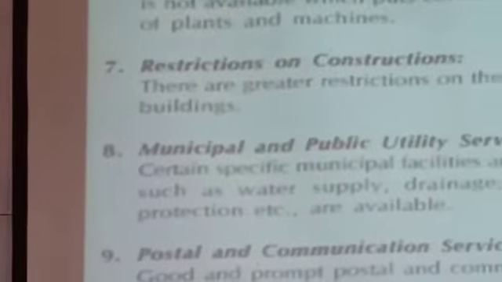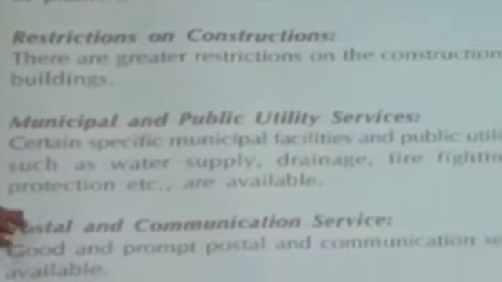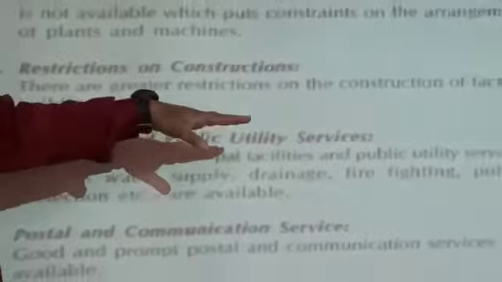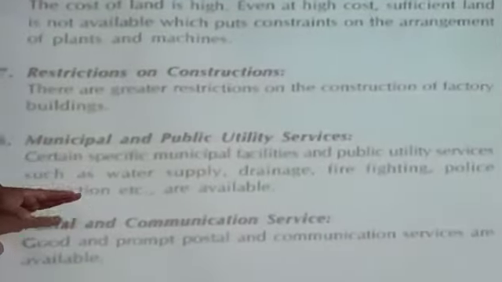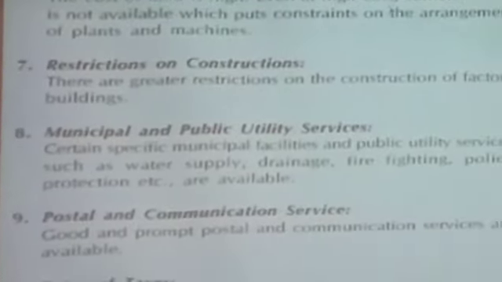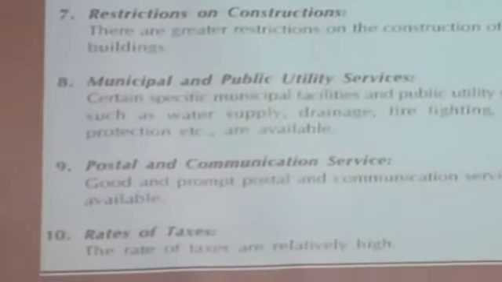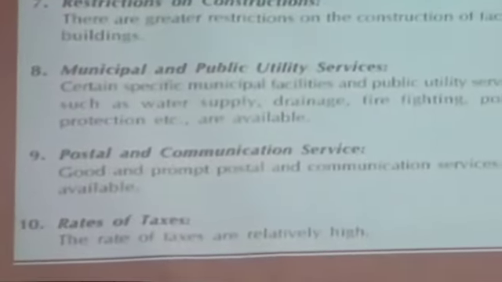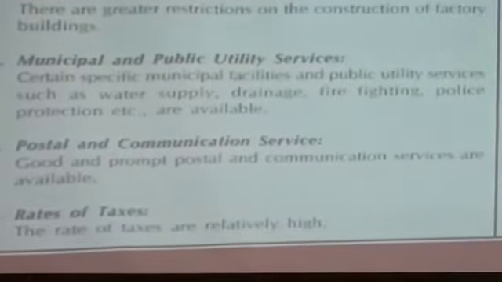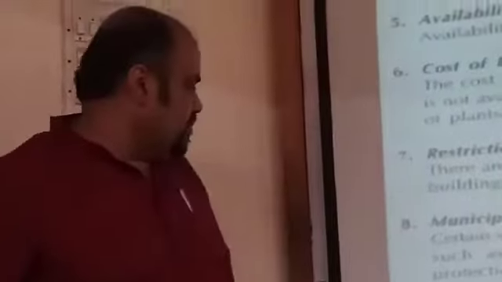So here we can see that municipal and public utility services, certain specific municipal and public utility facilities like water supply and drainage facilities, are very much there in the urban areas, but in the rural areas they are lacking. When it comes to postal and communication service, we can see a good possibility of it being available in the urban areas, but in rural areas it is not much available, because rural areas are widespread and there is not much connectivity there.